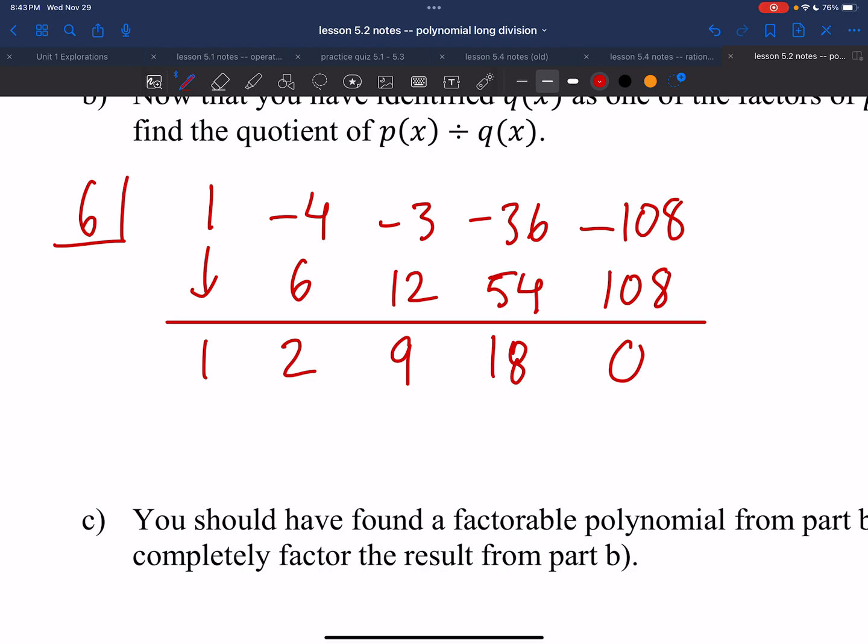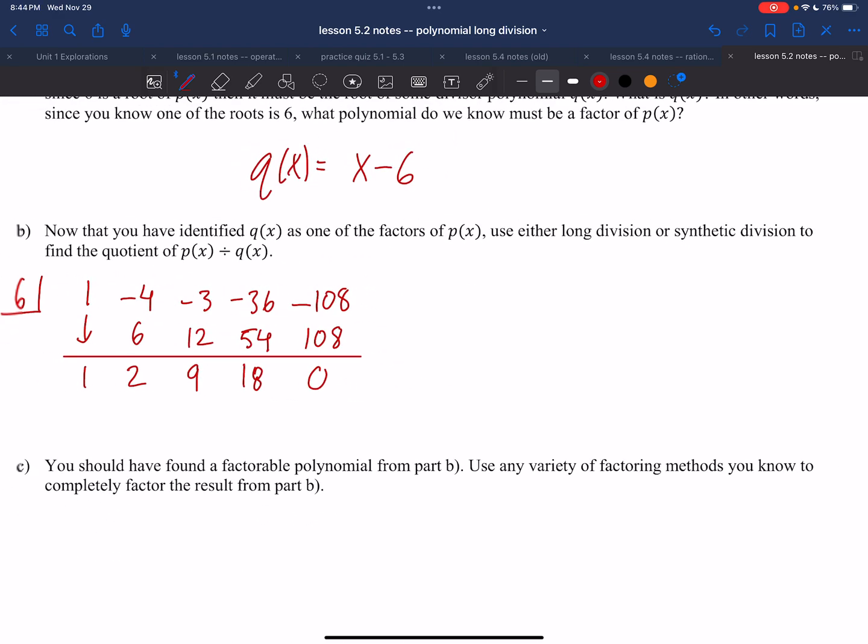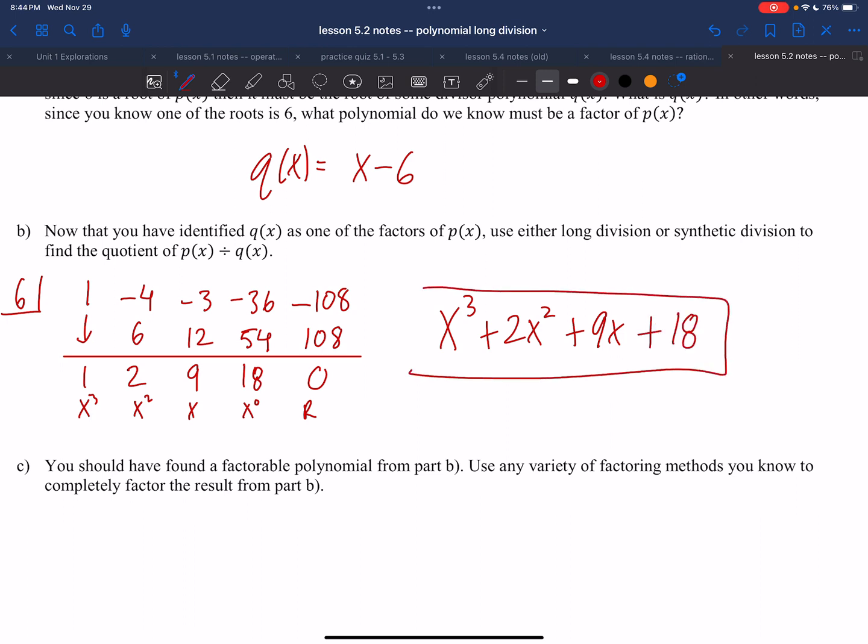So that's 0. That's the remainder, that's the constant, x squared, x cubed. So the quotient is x cubed plus... Oh, what the heck am I doing? Sorry. Silly me. X cubed plus 2x squared. I forgot the coefficients. Plus 9x plus 18. That's the quotient, right? That's the result of the division.